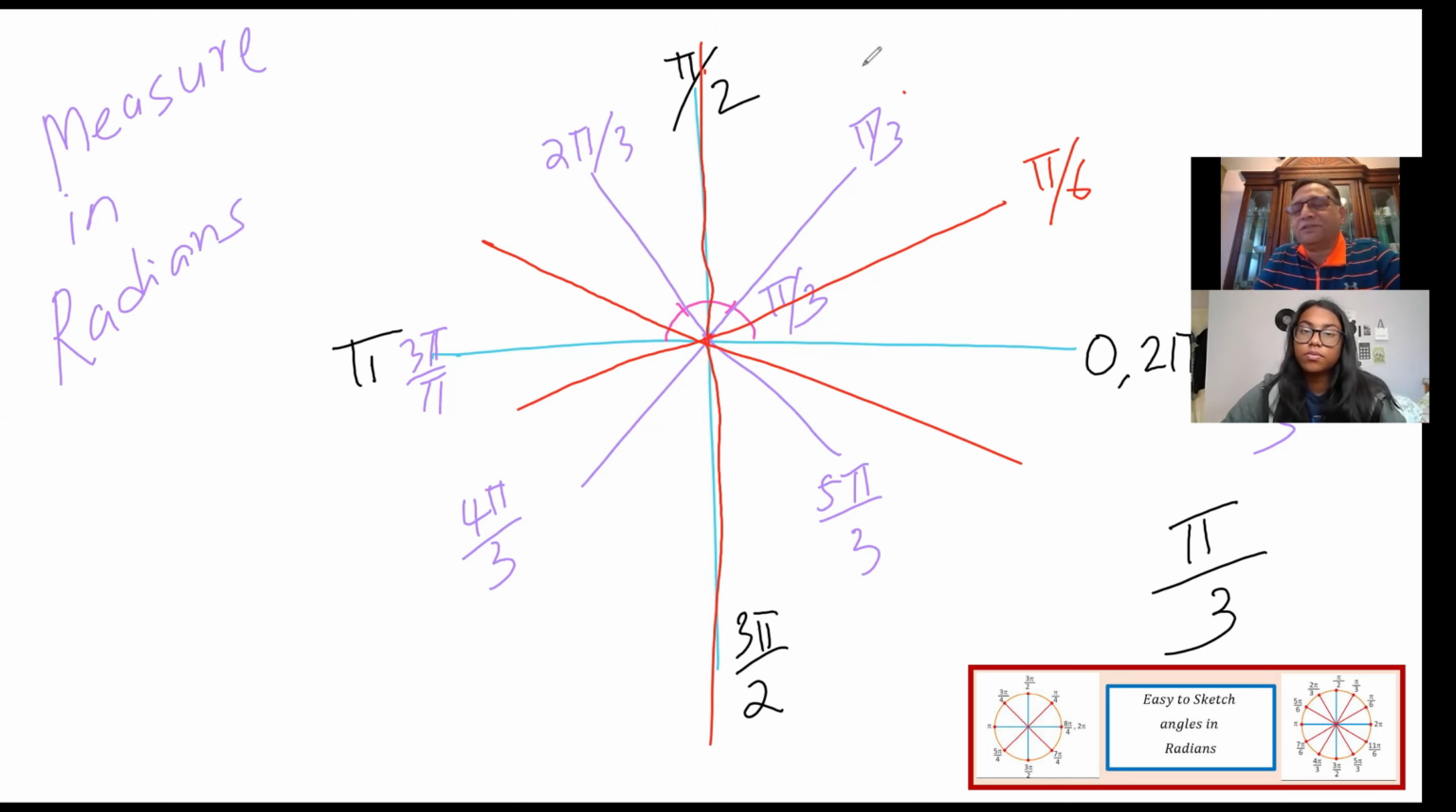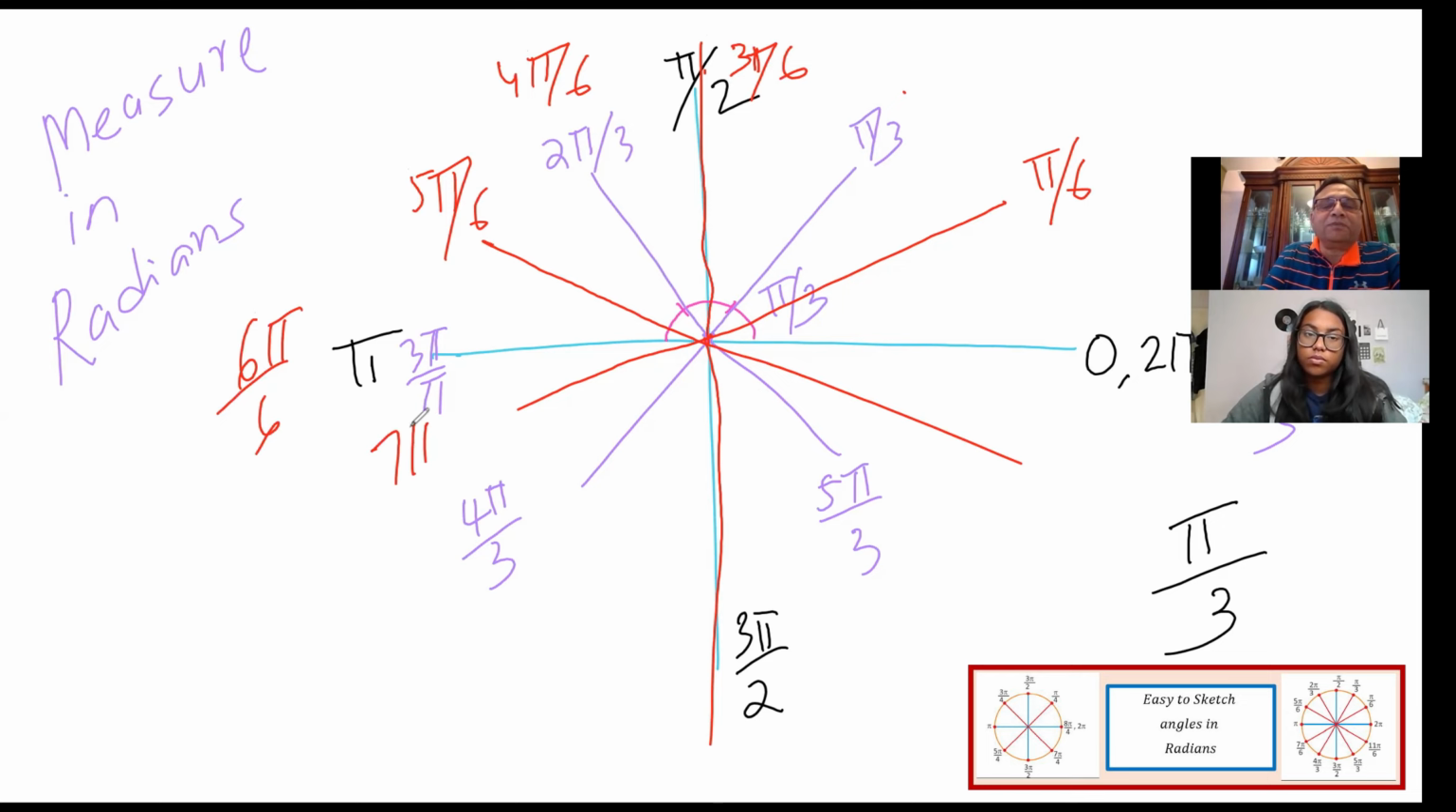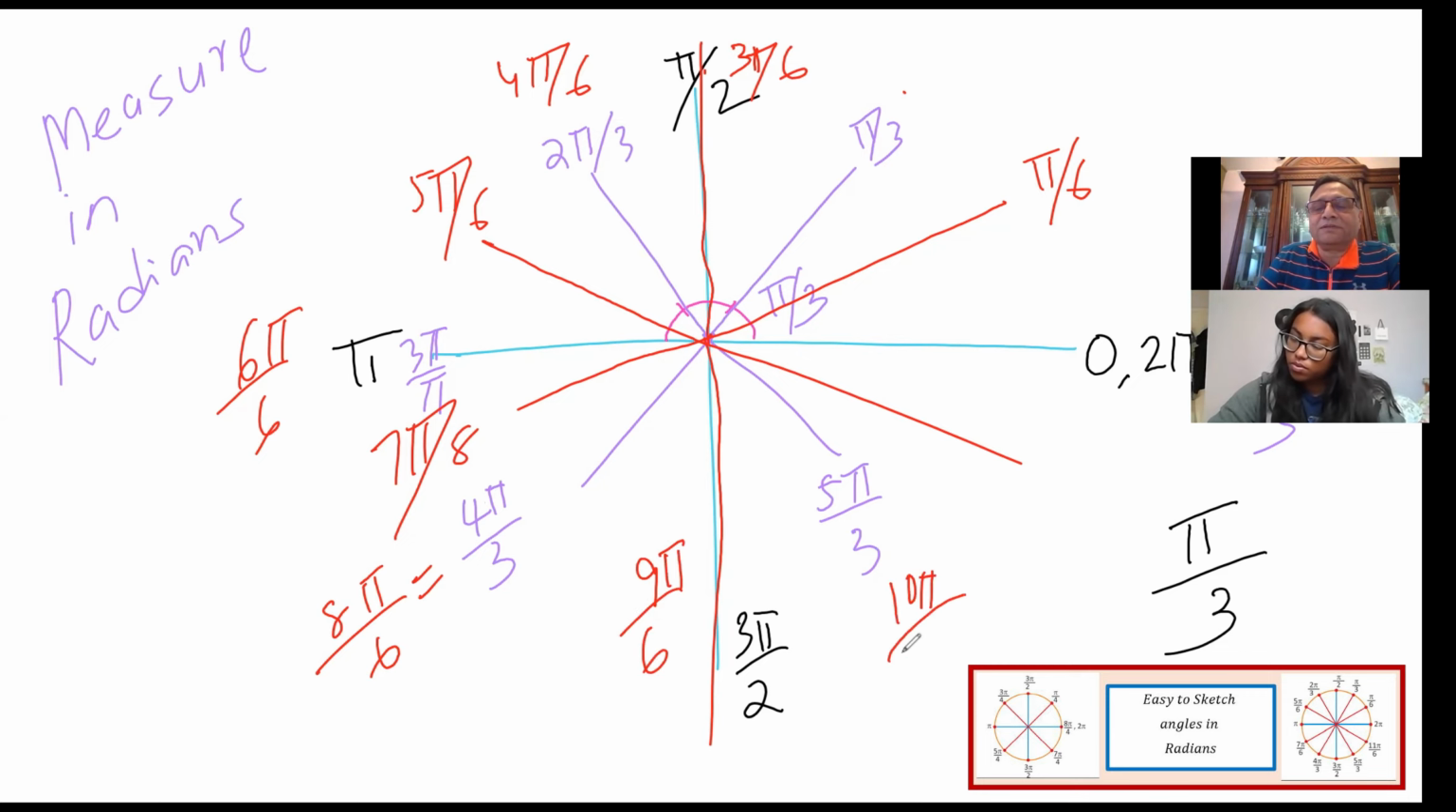2 pi by 6 is pi by 3. 3 pi by 6 is pi by 2. 4 pi by 6. 5 pi by 6. 6 pi by 6. 7 pi by 6. 8 pi by 6 is same as 4 pi by 3, correct? Cancel by 2, right? Yeah. 9 pi by 6. This is 10 pi by 6. 11 pi by 6. And that becomes 12 pi by 6. Do you see that? How simple it is. You got all these angles right there.